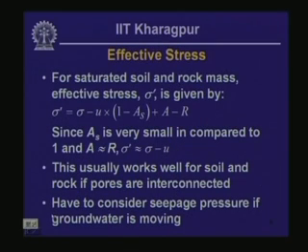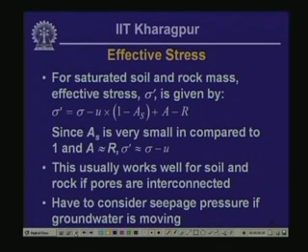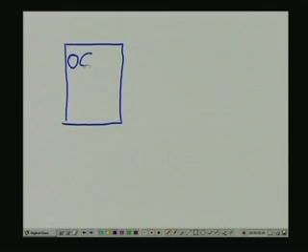Now we introduce the concept of effective stress. For saturated soils and rock mass, effective stress is given by this expression here: sigma prime equal to sigma minus u multiplied by (1 minus a_s plus a minus r). Now what these terms are, let me explain before I proceed any further. Let's say you have an element of soil which is composed of several different grains.